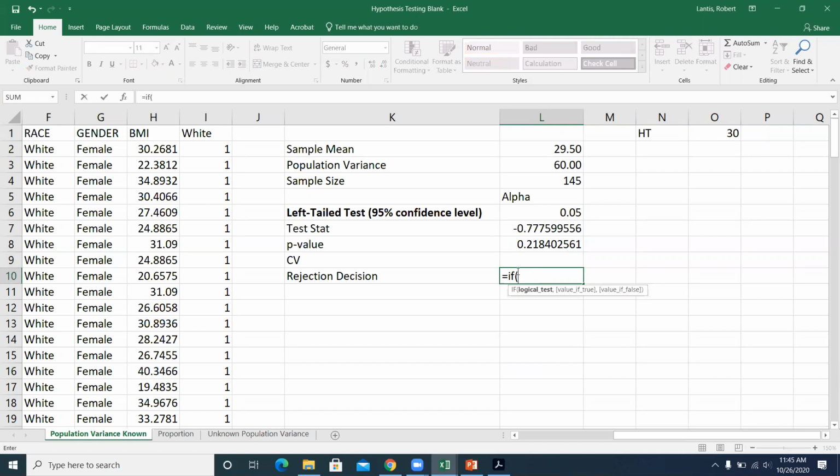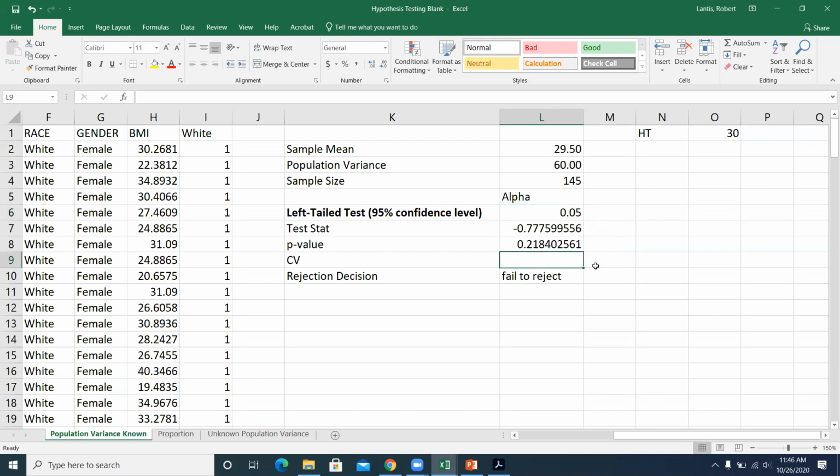I could do the same thing I did before for my rejection decision. If this p-value is less than my alpha value, put the word reject. And if it's not true, put the words fail to reject. So we failed to reject here, which is what we said looking just at the p-value and alpha. It's definitely not less than our alpha of 0.05. So we get a rejection decision.